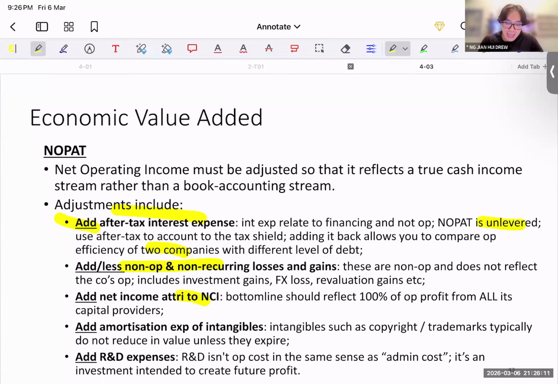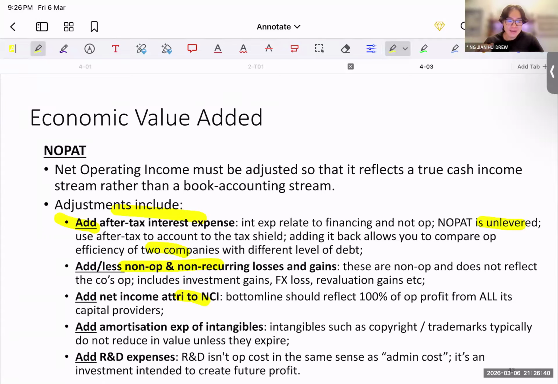Okay, you also add back amortization of intangibles such as copyright, trademarks, because these do not really reduce in value unless they expire, right? Unless there's expiry. Sometimes copyright can be perpetual as well. So then there's no point to amortize it, right? So we do not want any non-cash related effects on our operating profit, right?